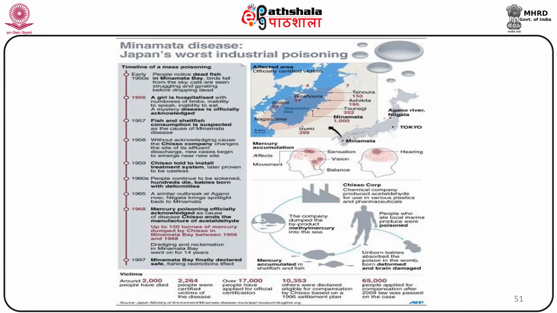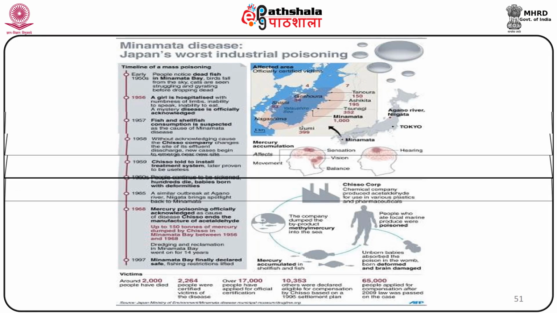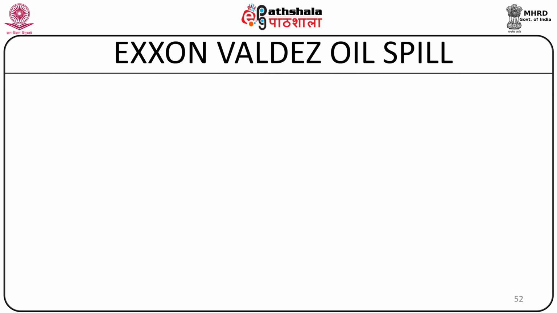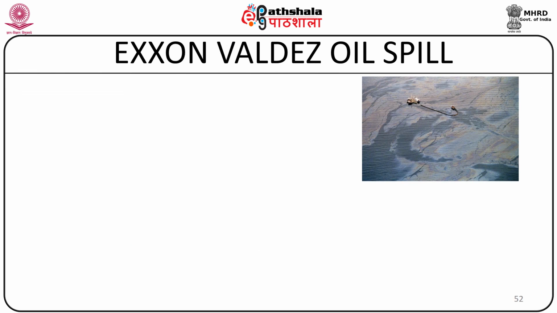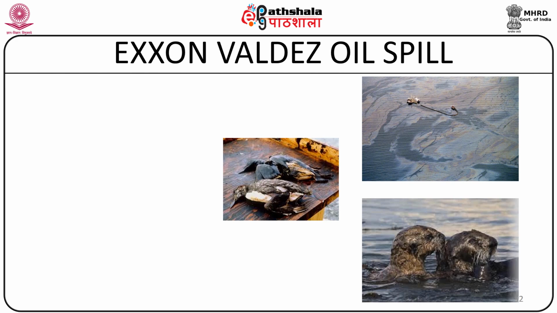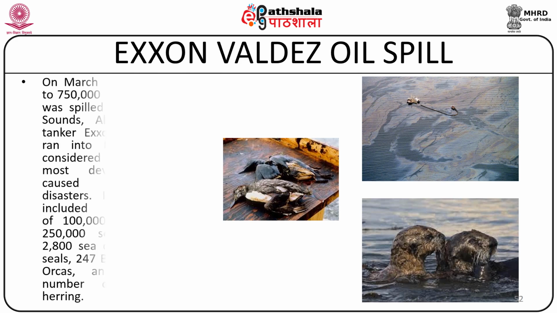We have Minamata disease, Japan's worst industrial poisoning, that is considered the worst industrial poisoning that has affected Japan. The Exxon oil spill has also had a very bad effect.